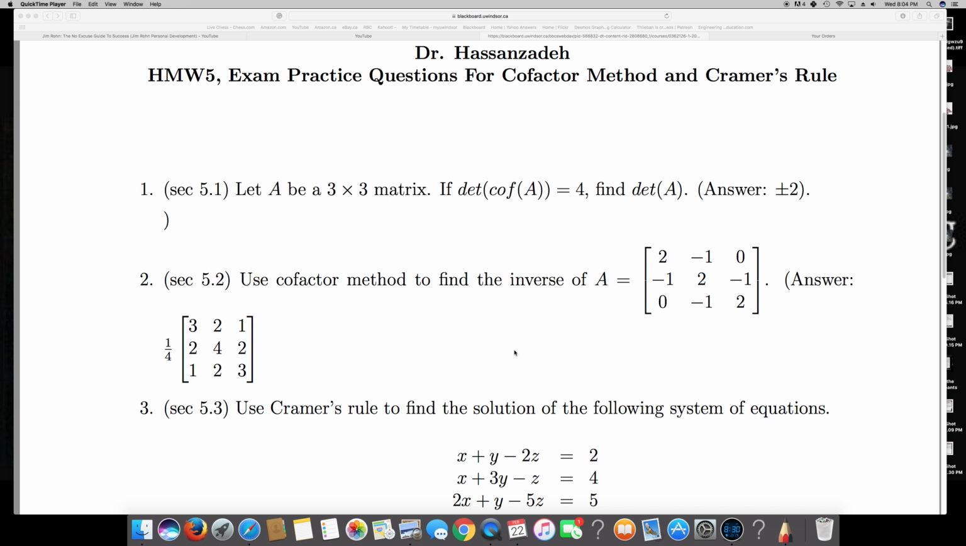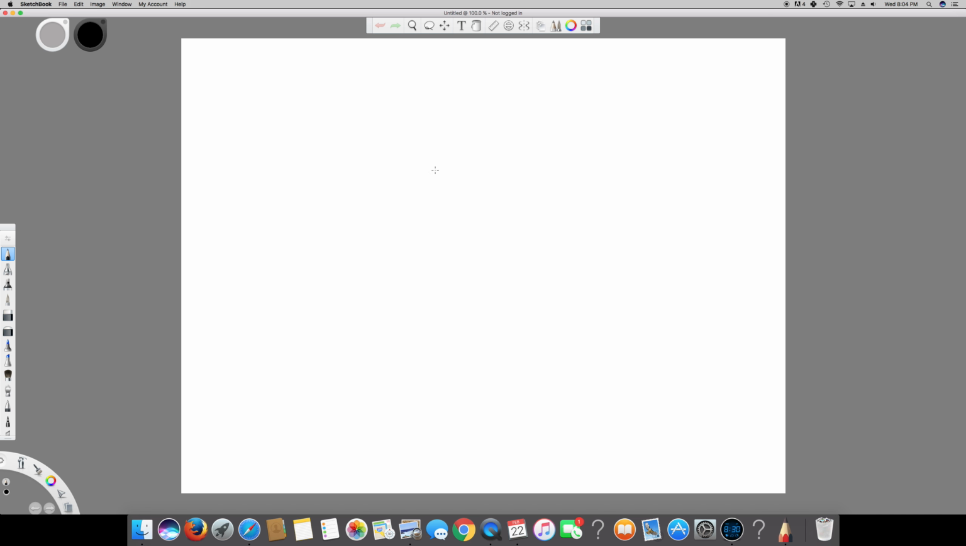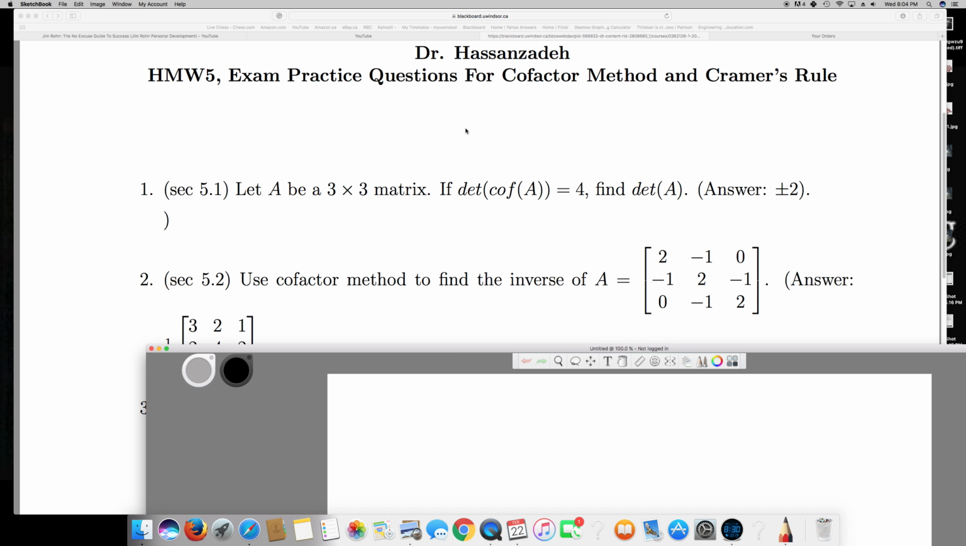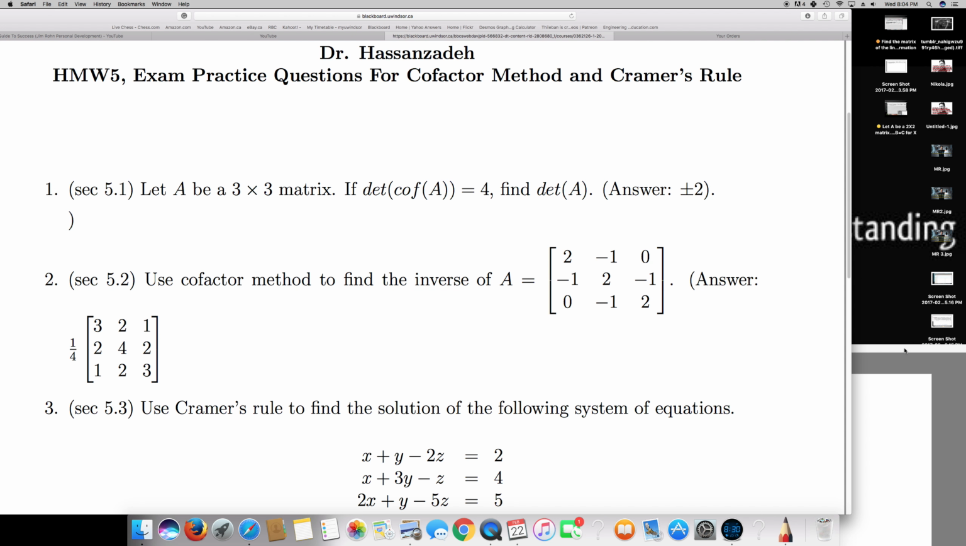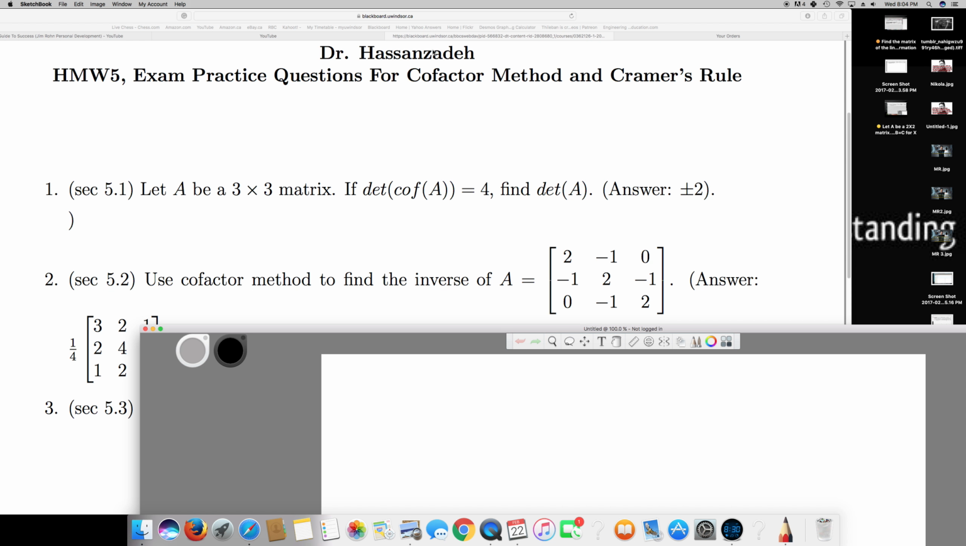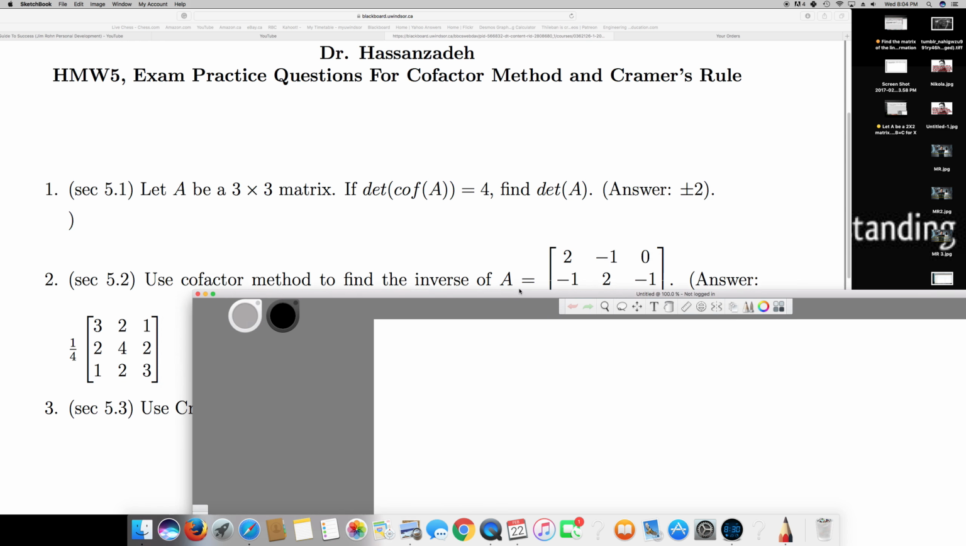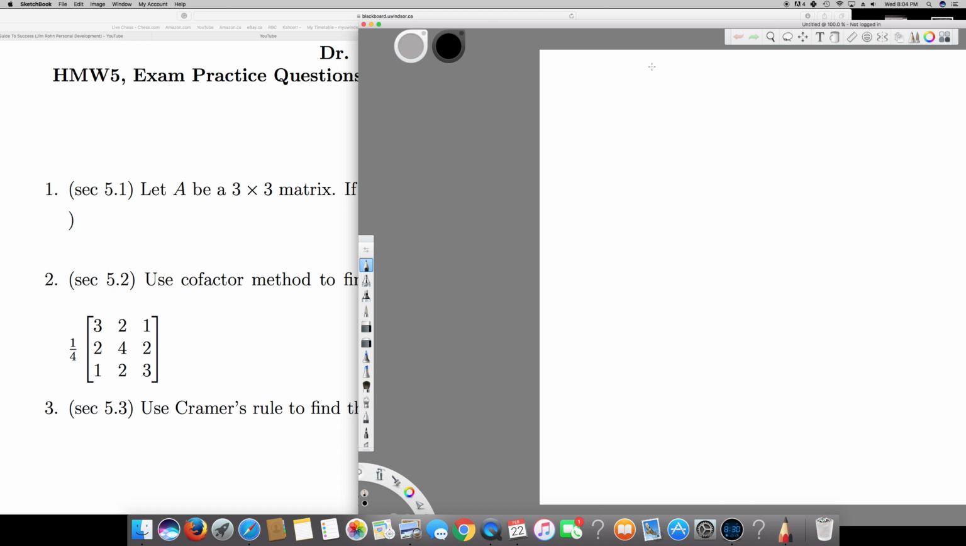Guys, I have a question from the cofactor method. The question is asking, use the cofactor method to find the inverse of A. So first of all, we have to know what is the equation to find the inverse. So the first thing we have to do is use the equation.